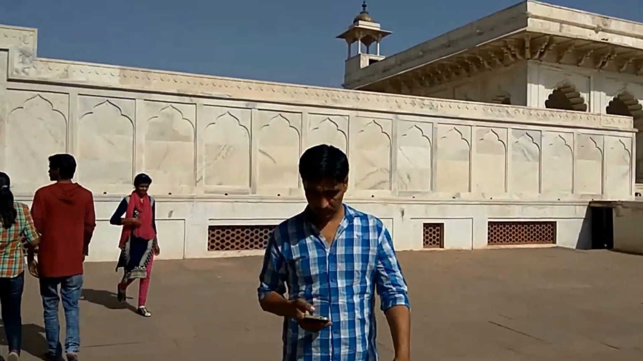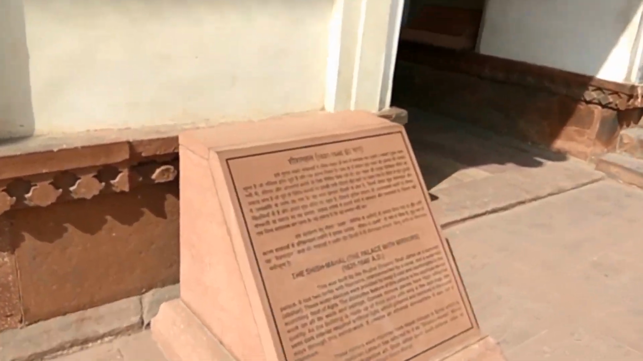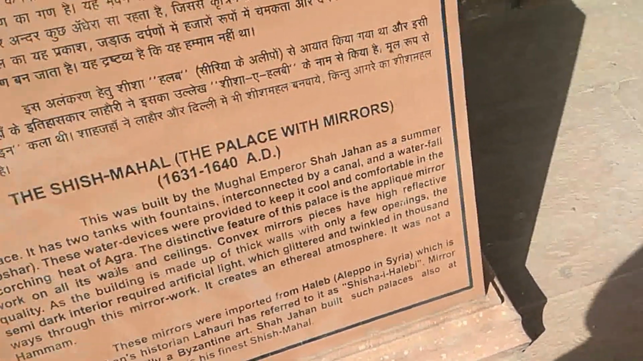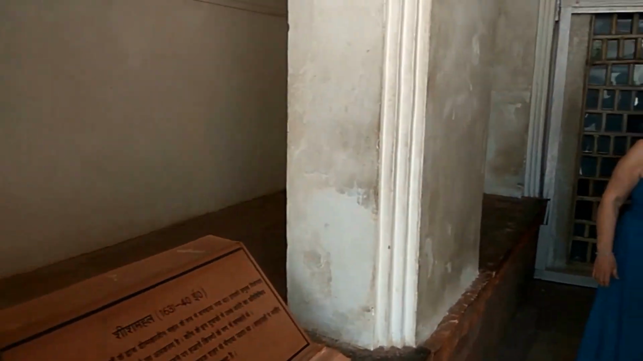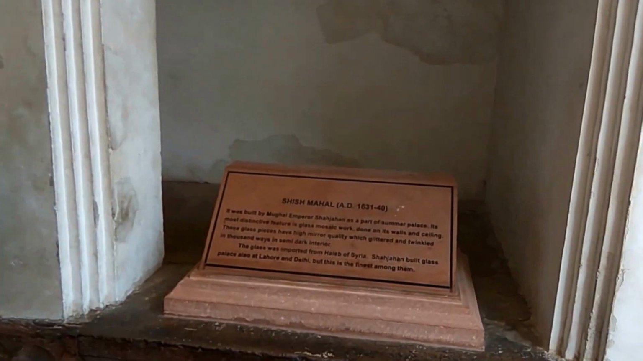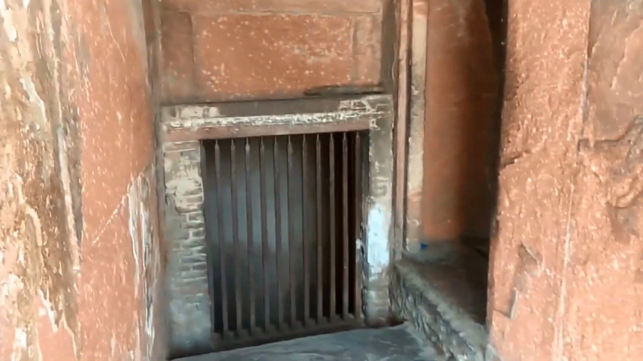So as we can see, this is a very large and massive fort, which has a lot of small structures and palaces inside. And now we are going to check out the Shesh Mahal, which is also known as the Palace of Mirrors. You can find a similar kind of Shesh Mahal at the Amer Fort in Jaipur, which is the largest Shesh Mahal in India, which is absolutely beautiful. So now let's go inside and take a look at this place.